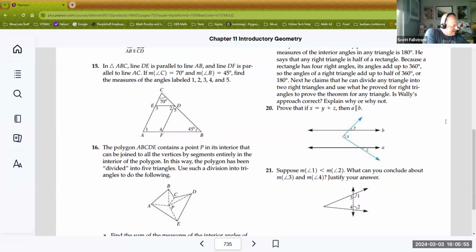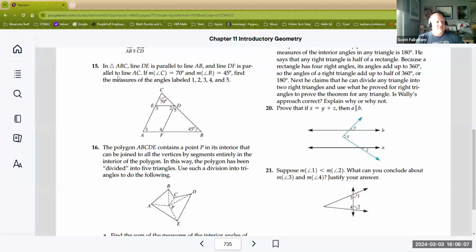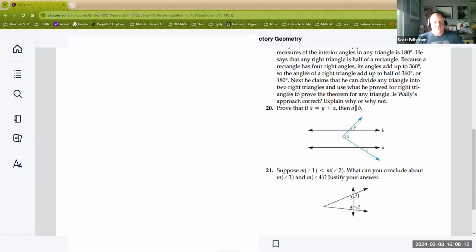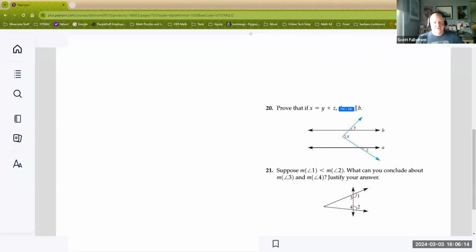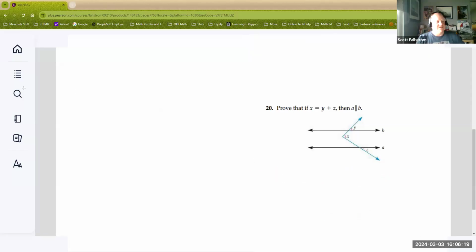Okay, so again, we're doing a nice parallel line proof. Our goal is to show that they're parallel. Remember, our way of showing that things are parallel is to verify that it meets the big theorem we talked about, which says if any of these special angles are congruent, then the lines are parallel. So let's clear that out. I have this nice little figure here, and I want to show that if X is equal to Y plus Z, then the lines are parallel.